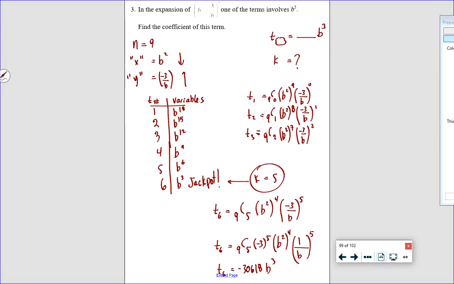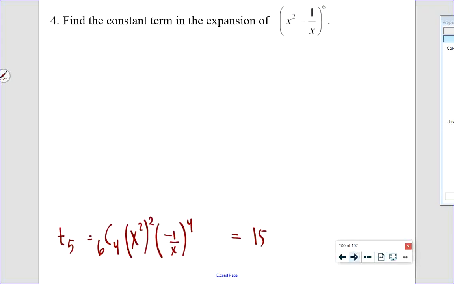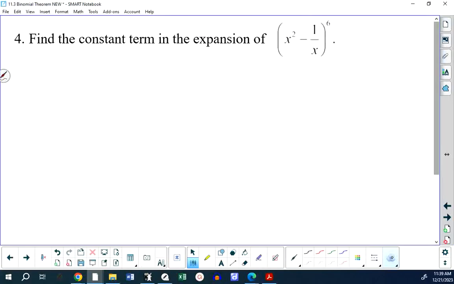I am going to skip over the next example. Well, I won't skip over it. I will talk about the next example here. If I say to you, which is the constant term in this expansion, I'm telling you that there will be a term that has some coefficient times x to the 0.